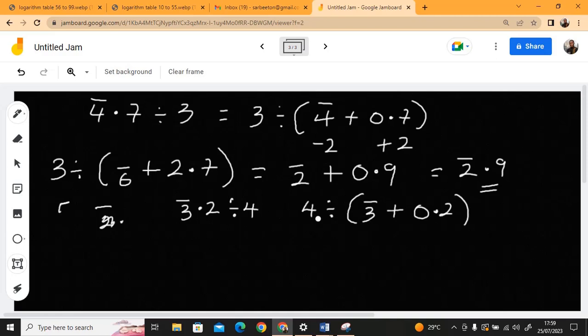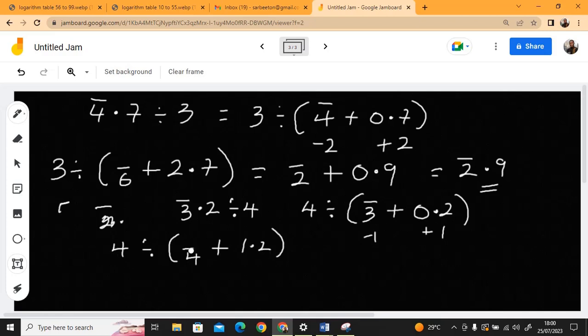Now what you are going to do here is find a way to make this one divisible by this 4. So if I add minus 1 here, I'll get minus 4. So I'll add plus 1 here. Do you get that now? So that this 4 can divide this one. So I will now have 4 divided by, so minus 1 minus 3 will give me what? Bar 4 plus 1 plus 0.2 will give me 1.2, if I'm not mistaken.